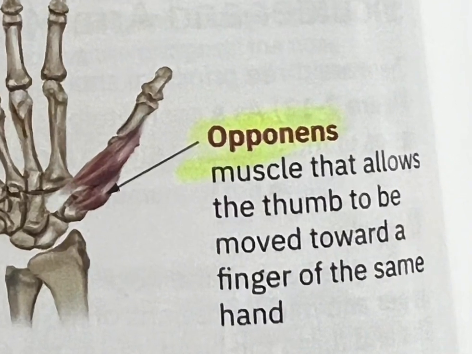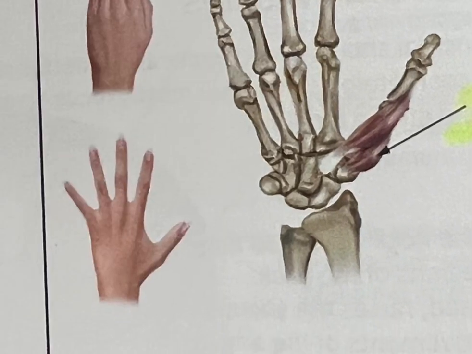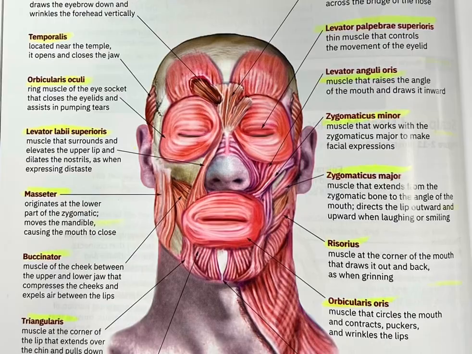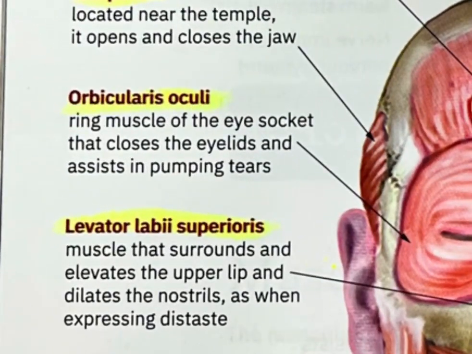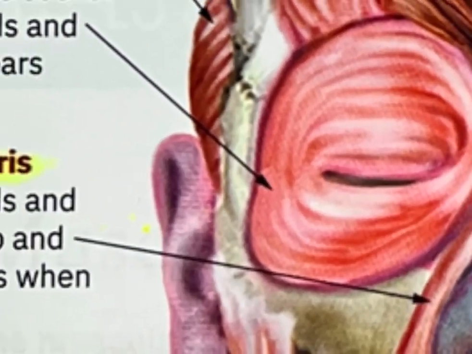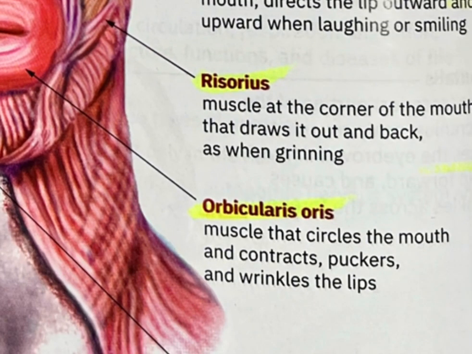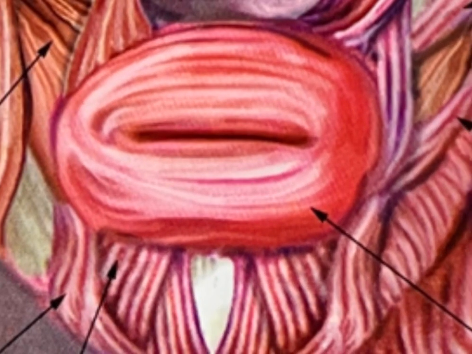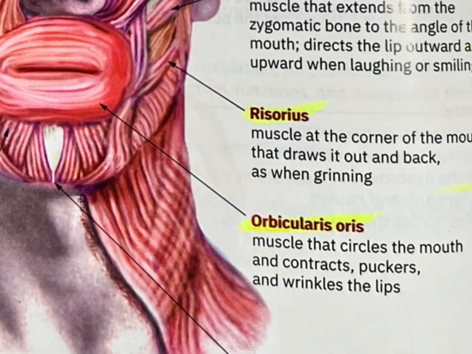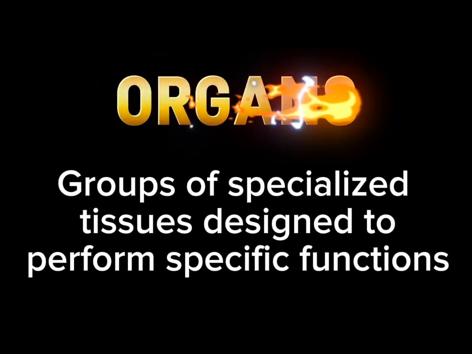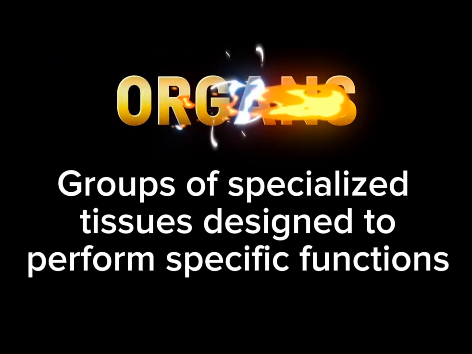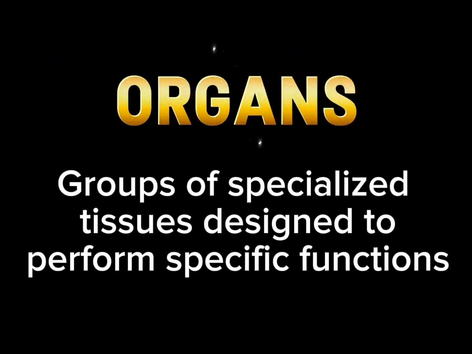Opponens, muscle that allows the thumb to be moved toward a finger of the same hand. Orbicularis oculi, ring muscle of the eye socket that closes the eyelids and assists in pumping tears. Orbicularis oris, muscle that circles the mouth and contracts, puckers, and wrinkles the lips. Organs, groups of specialized tissues designed to perform specific functions.